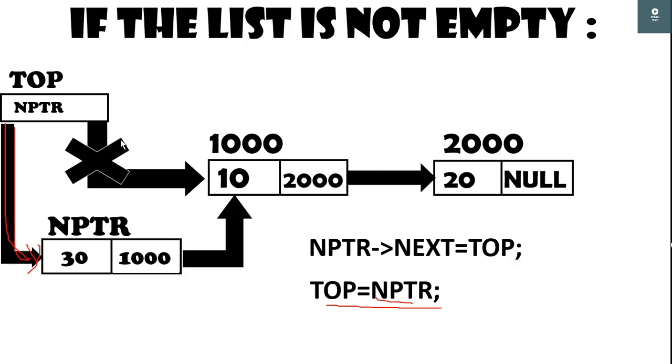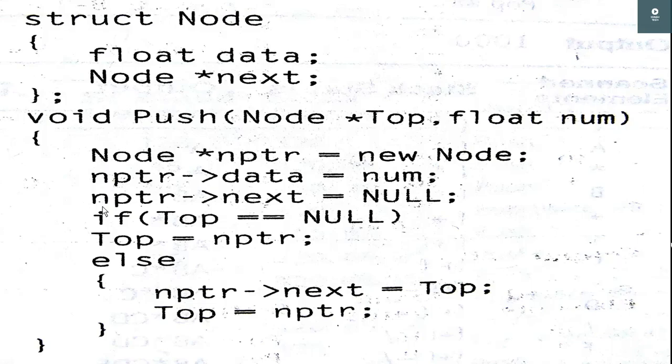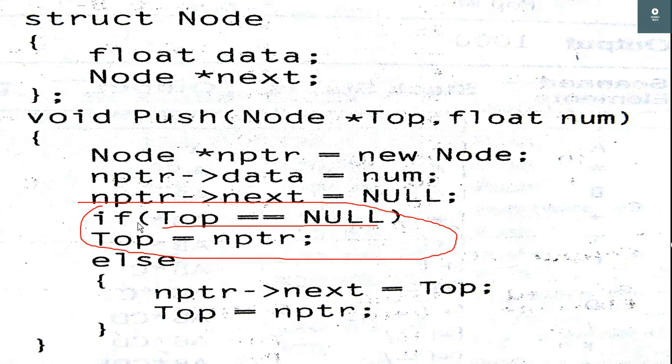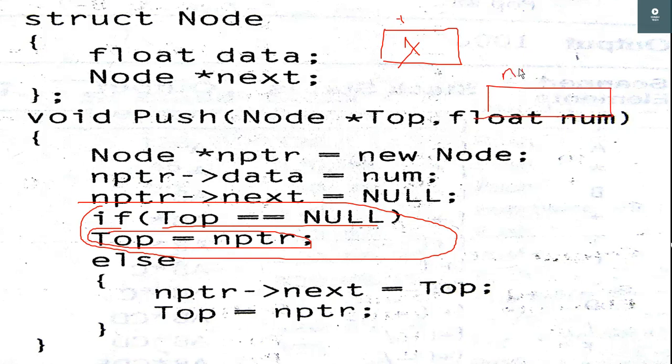So we have to write the code of this insertion. Here we have the code for the empty list. Suppose the list is empty, so we have top is equal to null. Therefore if top is equal to null, that is if the list is empty, then we have top is equal to nptr. To insert this element, that is nptr, we first make top point to this node. So we have top is equal to nptr. Simple. This is for the empty list.